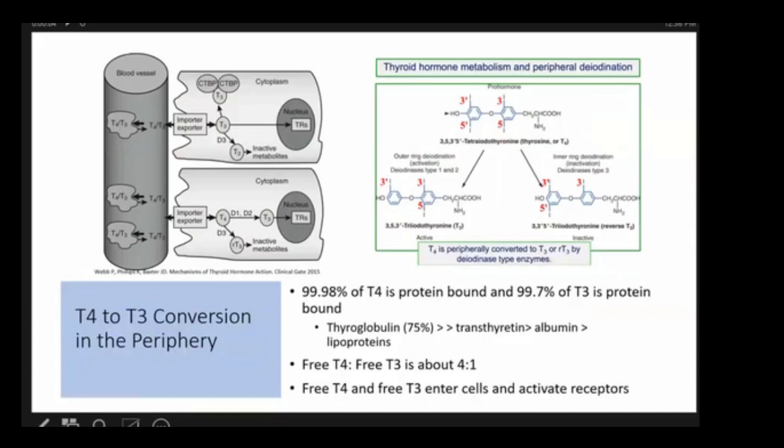They remove the outer ring of iodine from the molecule, which changes it from T4 to T3, and then T3 is active. Or it can be deiodinated by a D3 type enzyme, which removes the inner ring to form something called reverse T3 or RT3. This is inactive. So whereas T3 is active, if the opposite side of the molecule, if that iodine ring is removed, then it's RT3 or reverse T3, which is an inactive molecule.